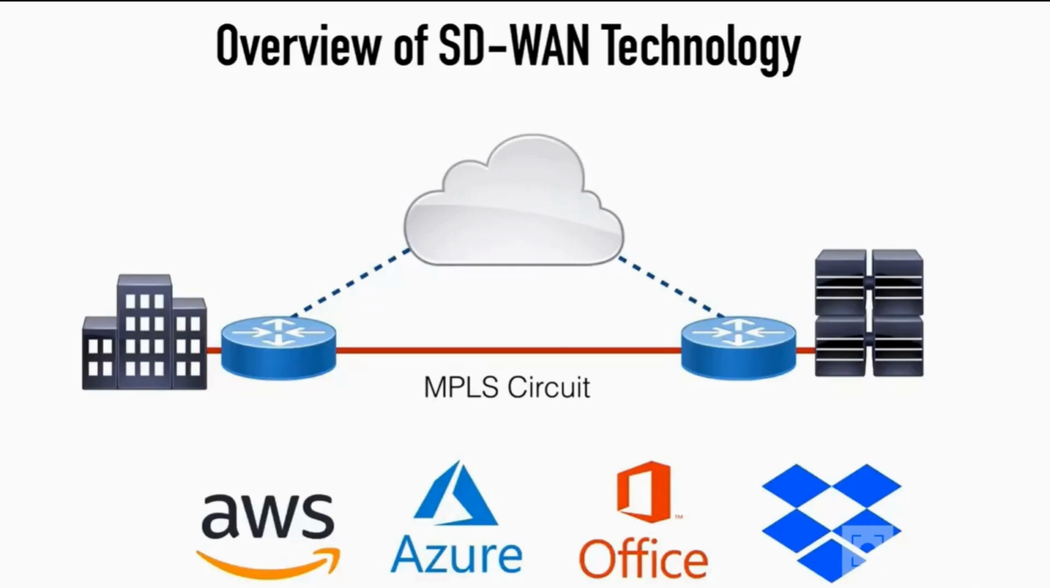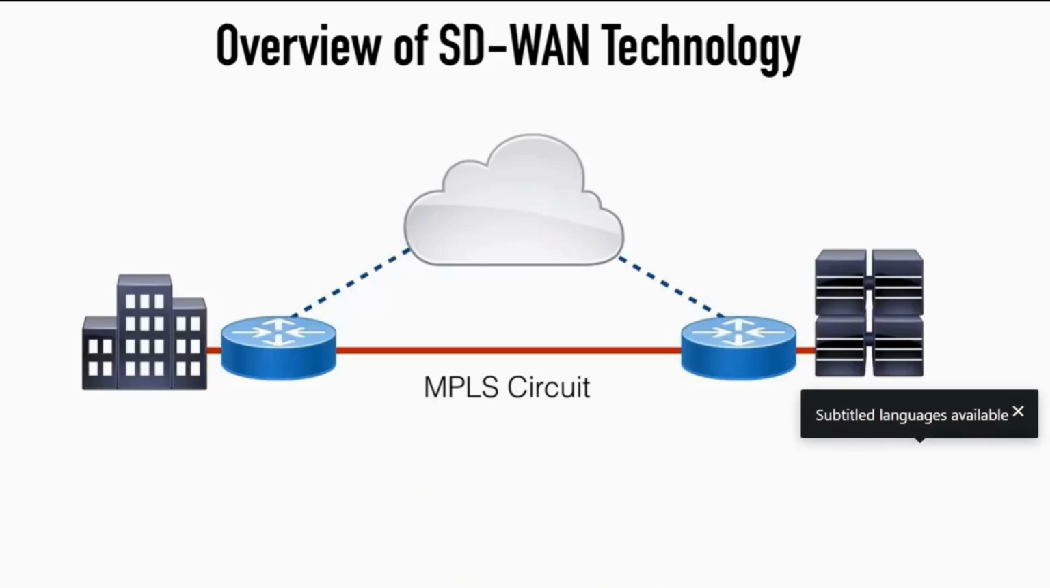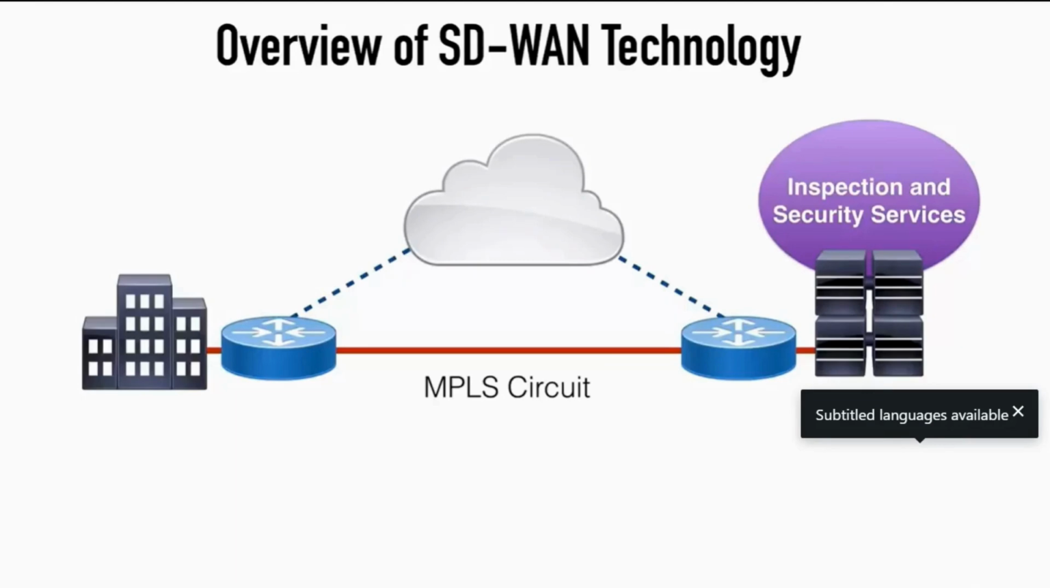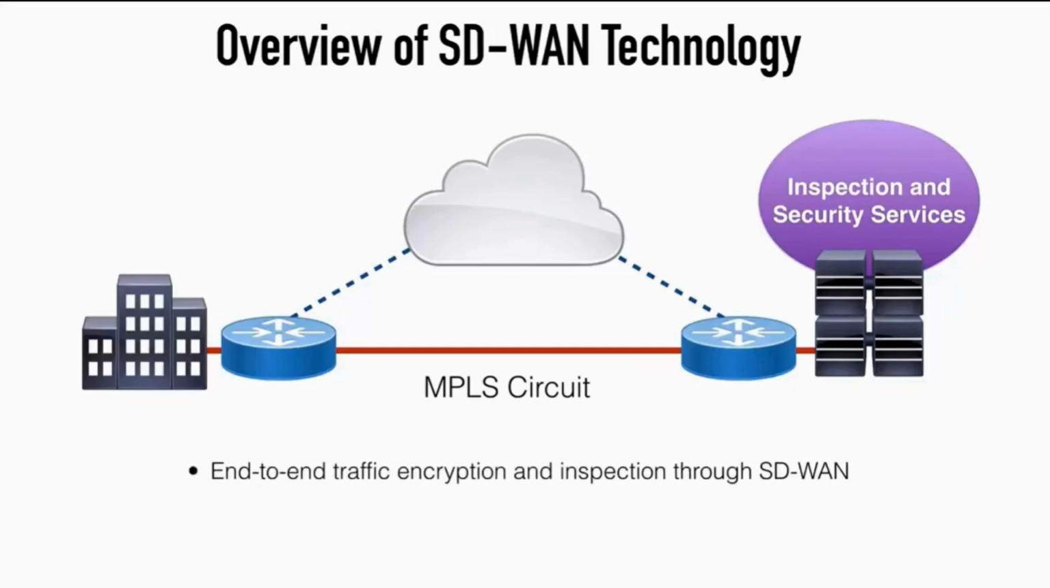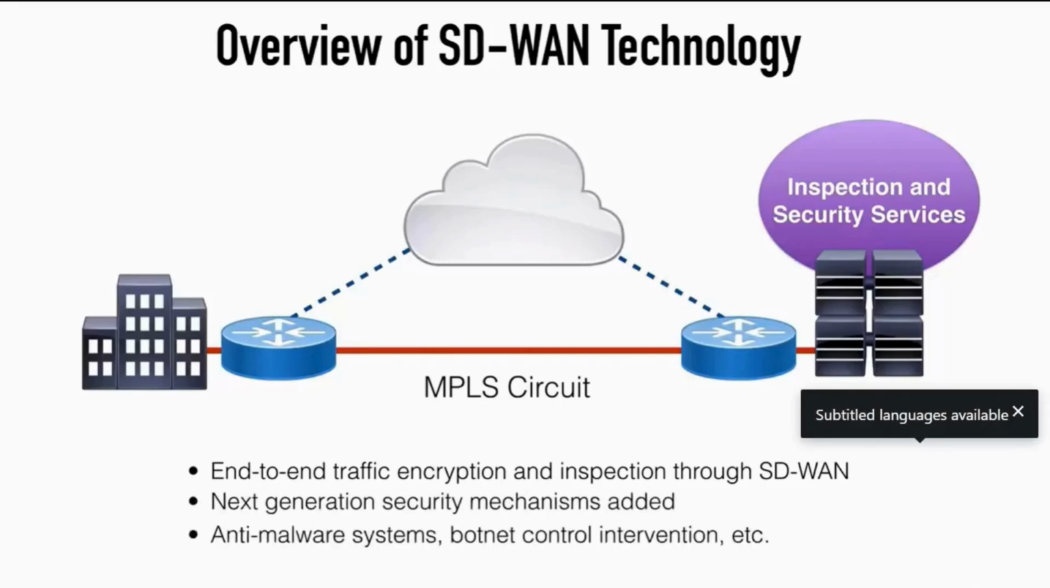SD-WAN solutions can intelligently control the path of traffic in order to optimize traffic flow and to reduce unnecessary bandwidth in our networks. Now, you might be wondering, what happens to the security inspection services, since that traffic is now not being routed through the data center any longer? That's been addressed as well, because most SD-WAN offerings now provide end-to-end traffic encryption and inspection. Additionally, more and more next generation features are being added, things such as anti-malware systems and botnet intervention, many features that you would see on next generation security devices.